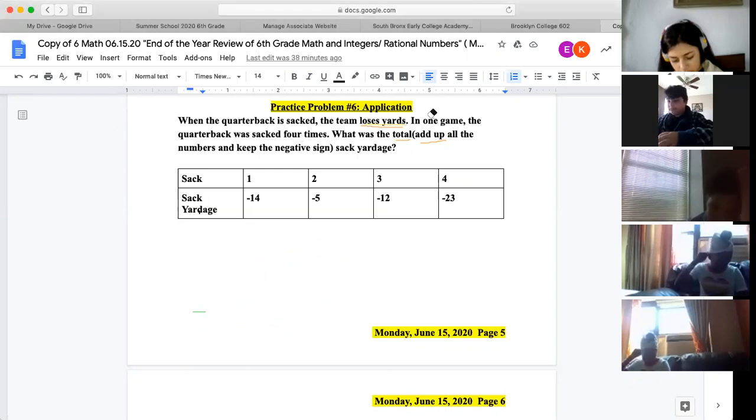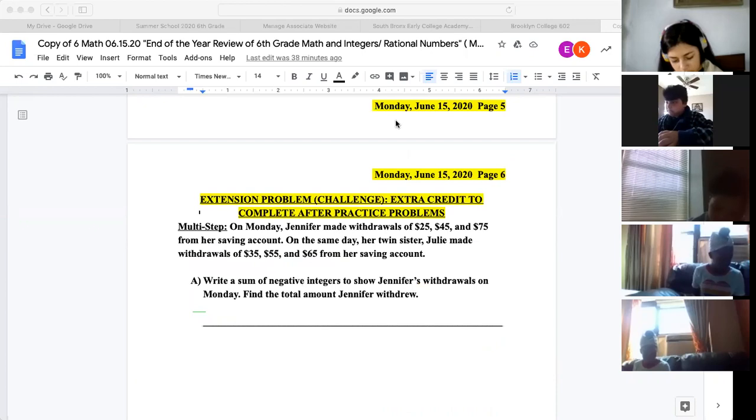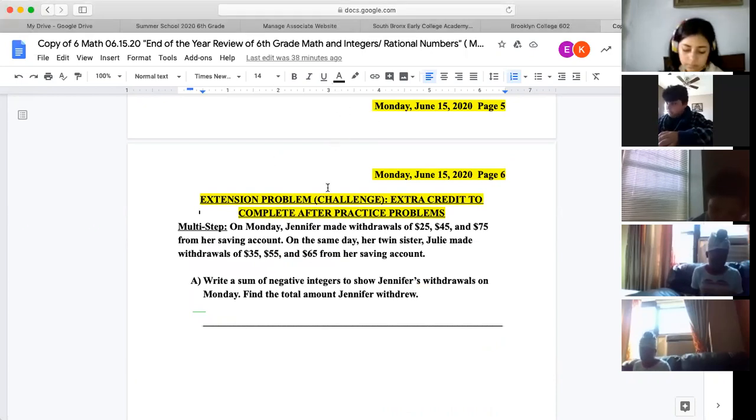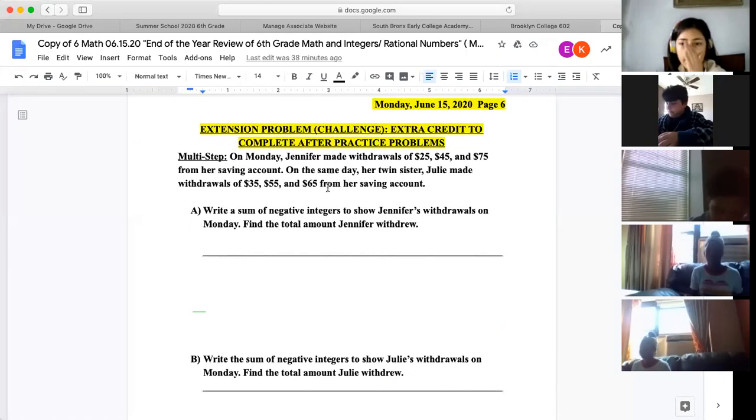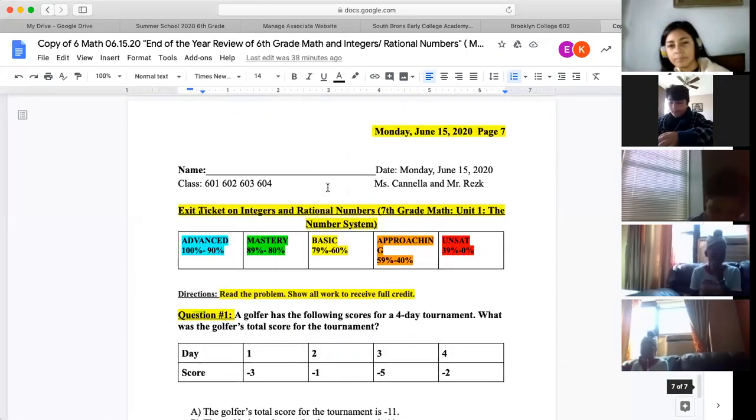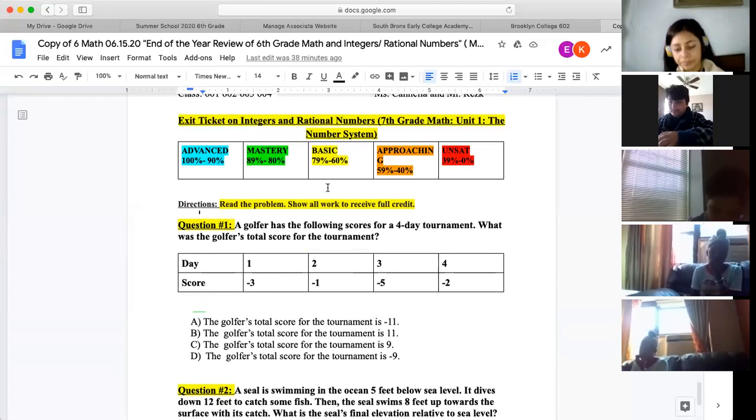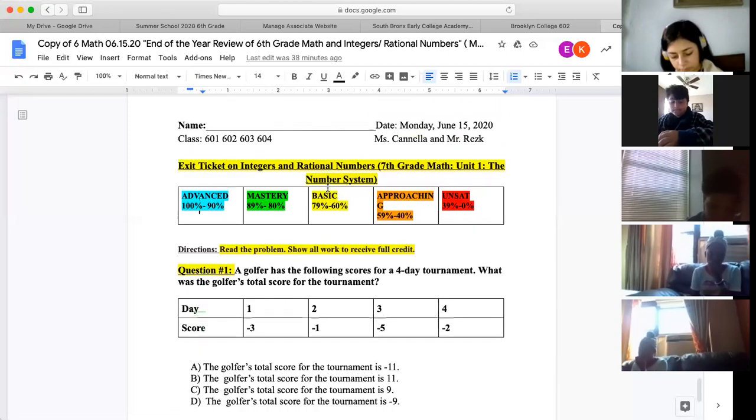So just give me a sec. I'm just erasing what I drew on my work. All right, so page 6, you're going to do this one alone. Page 6 is the extension alone. Sorry, it's page 7 on your paper. The exit ticket is page 7, problem 1.